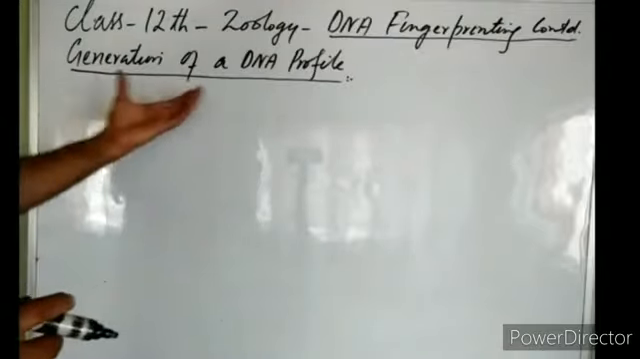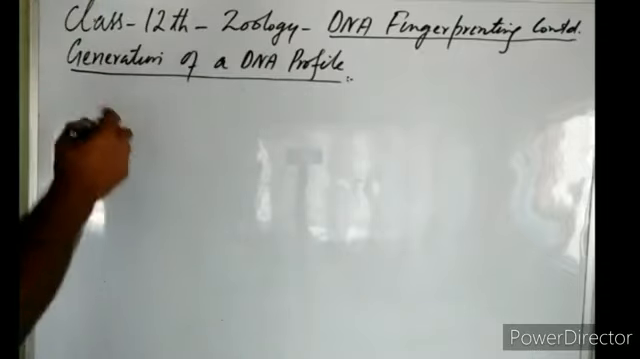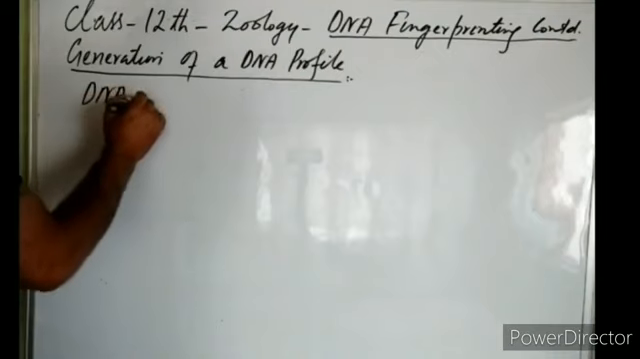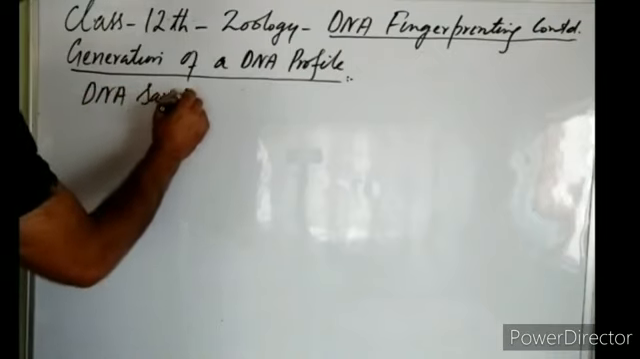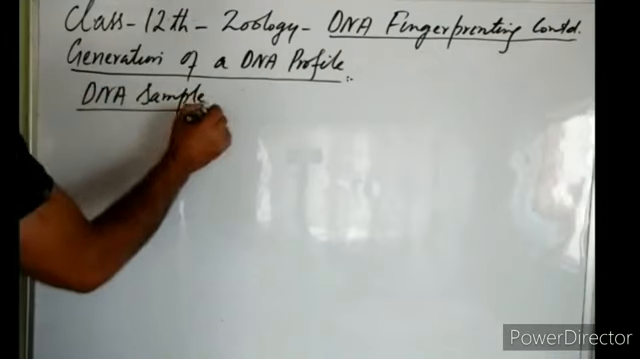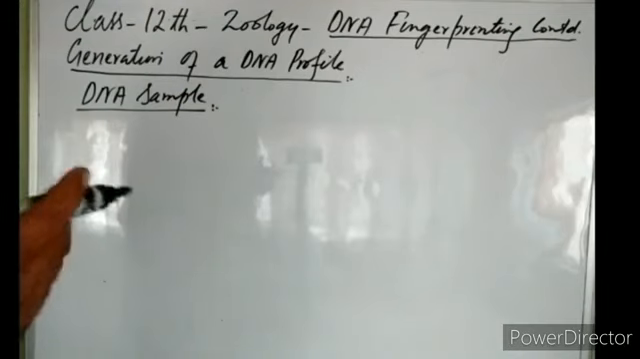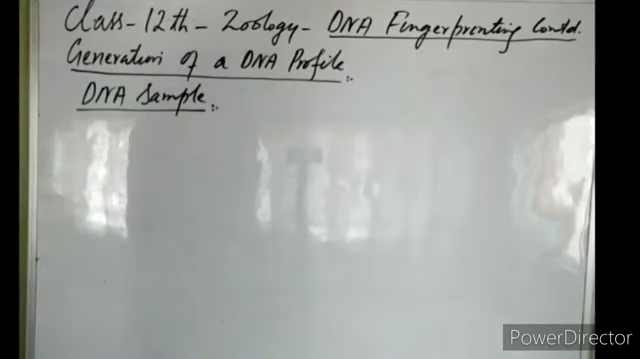So, for generation of a DNA profile, first, we need to get a DNA sample. So how is this DNA sample obtained? If any crime has occurred at any place, forensic scientists immediately rush to the spot of the crime. There they look for any blood, any sputum, any hair follicles, any semen.